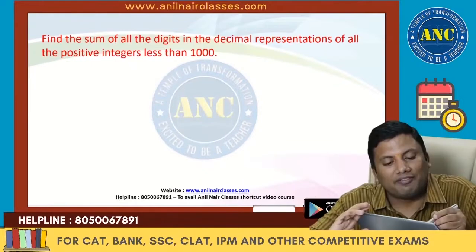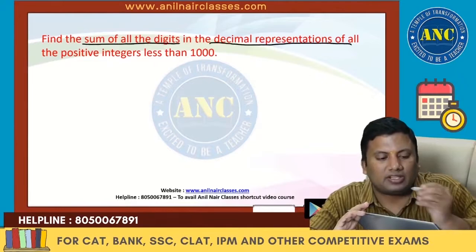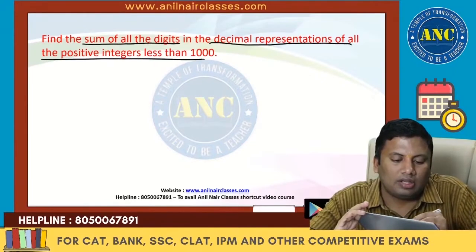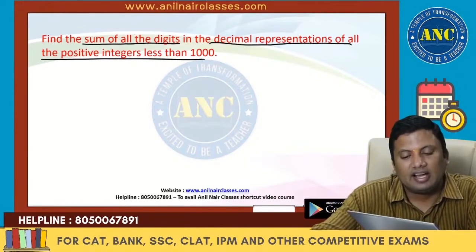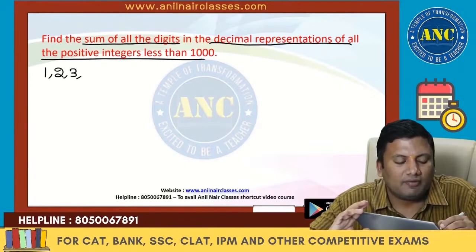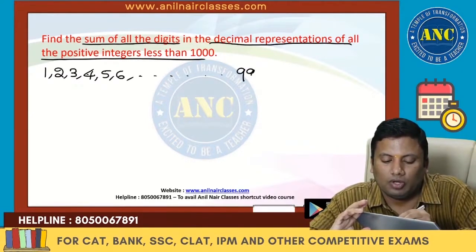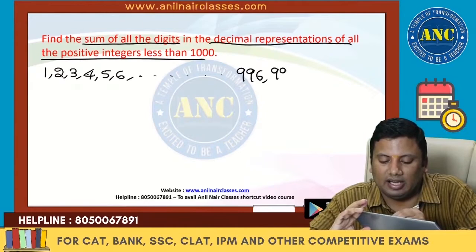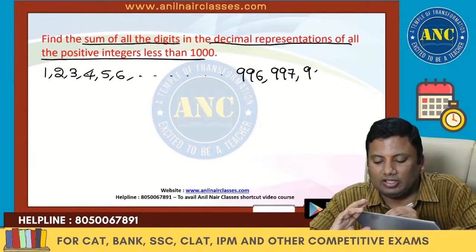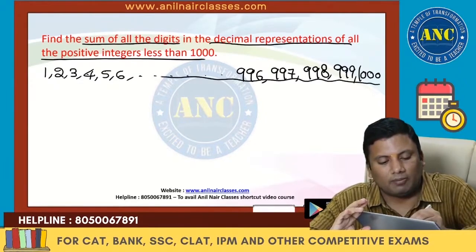Next one. Find the sum of all the digits in the decimal representation of all the positive integers less than 1000. Positive integers means we will start with 1, 2, 3, 4, 5, 6 and so on up to 996, 997, 998, 999. Sum of all the digits.